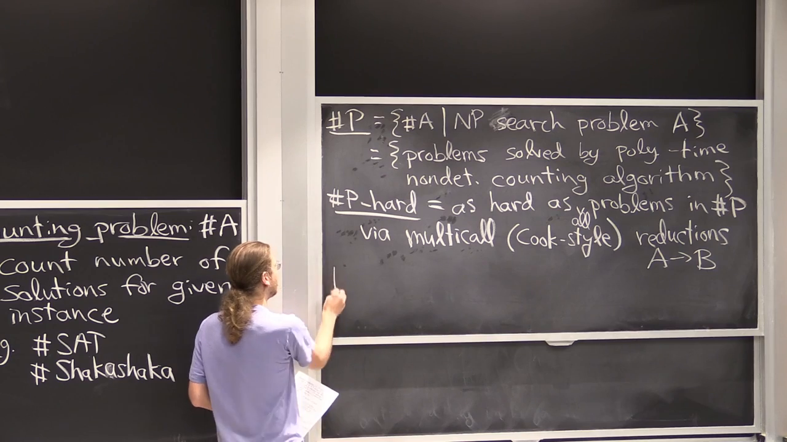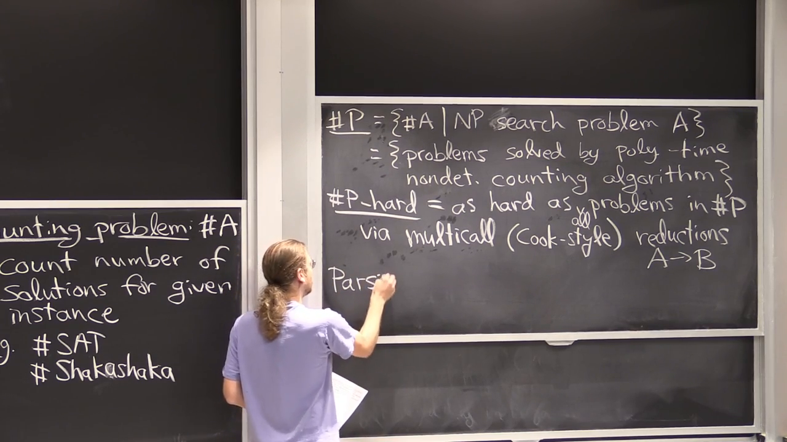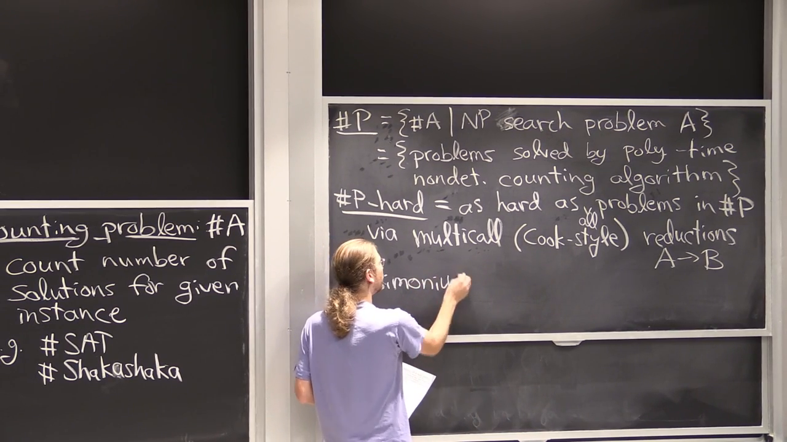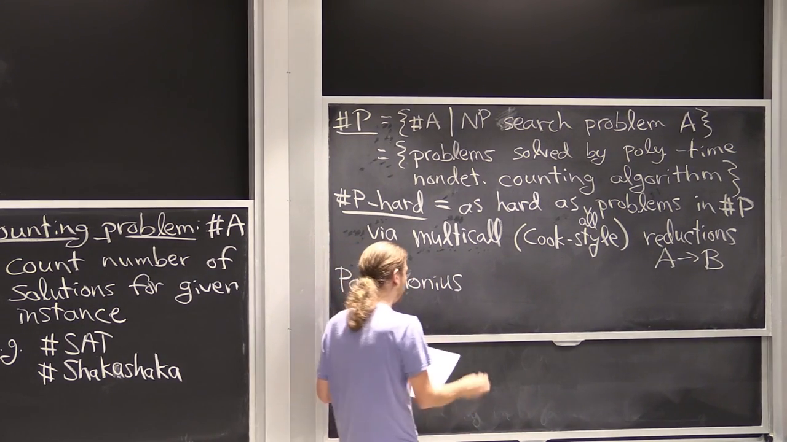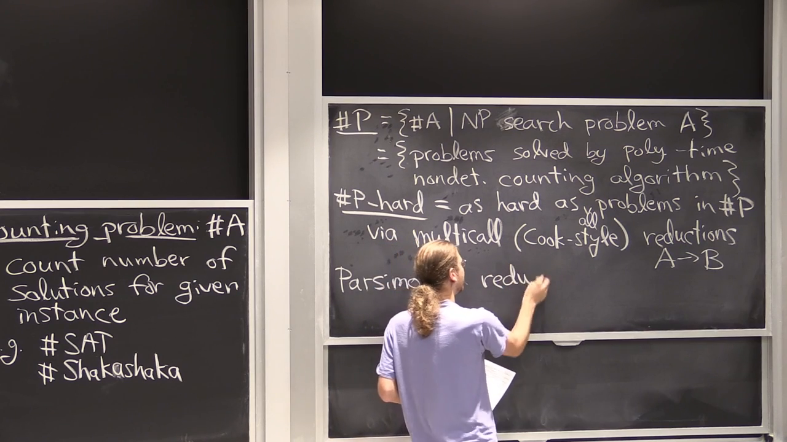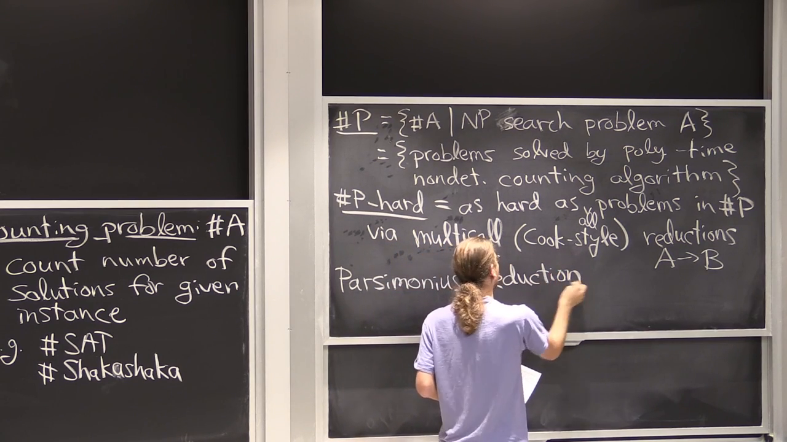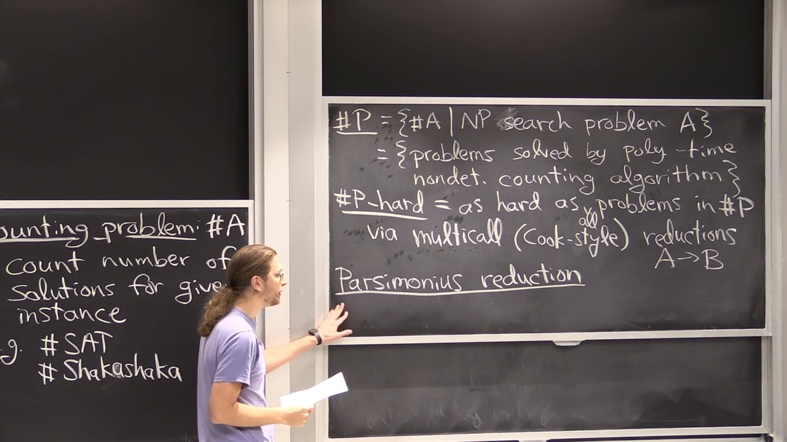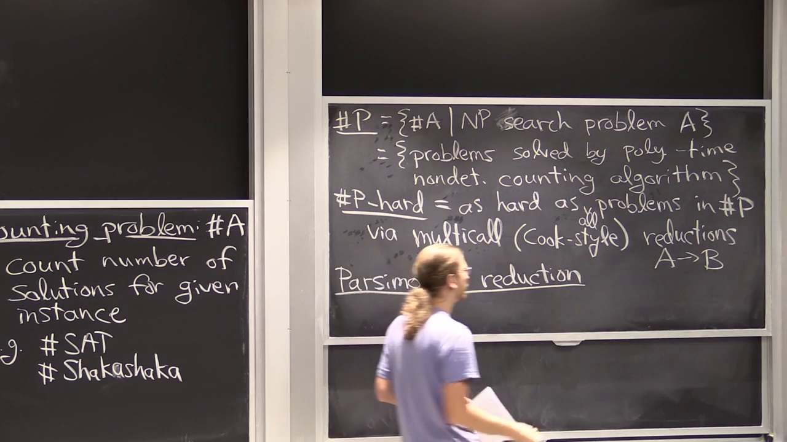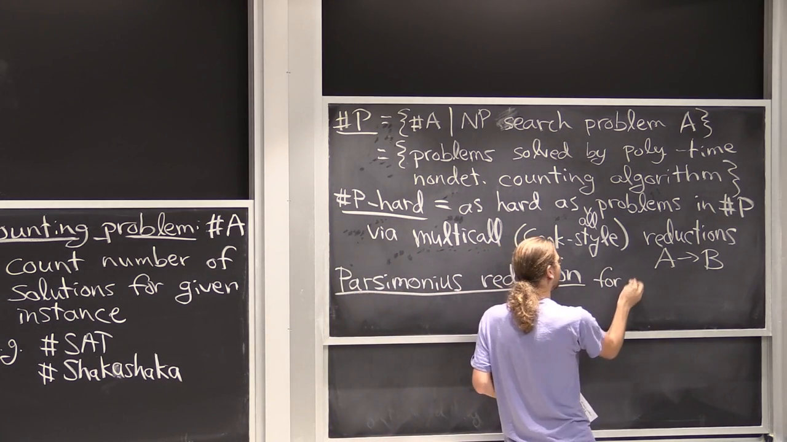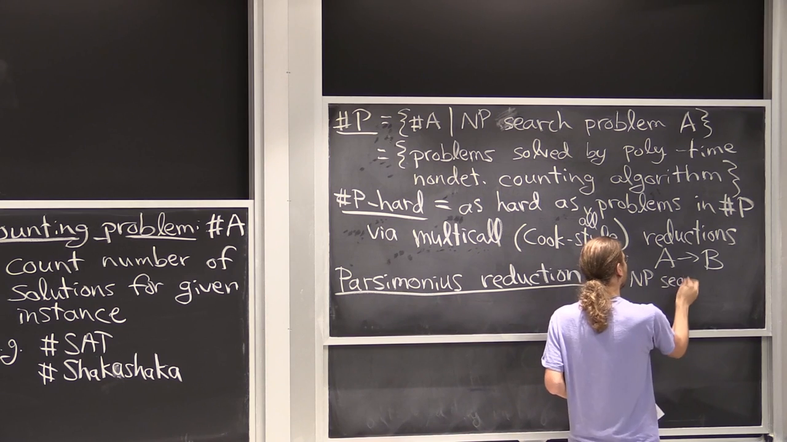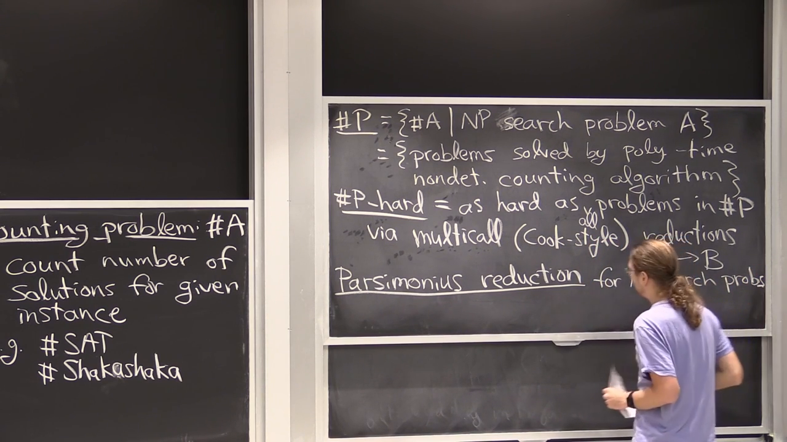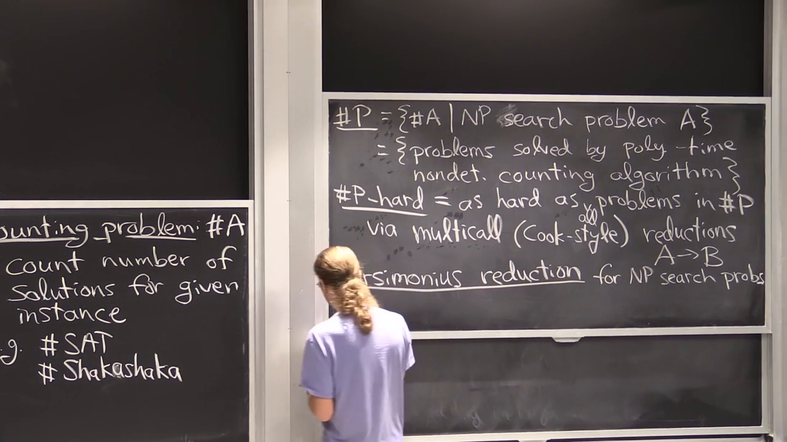Here's a more familiar style of reduction. And often, for a lot of problems, we can get away with this, but especially a lot of the early proofs needed the multi-call. And as you'll see, you can do lots of cool tricks with multi-call using number theory. So parsimonious reduction, this is for NP search problems. This is going to be a lot like an NP reduction, regular style.